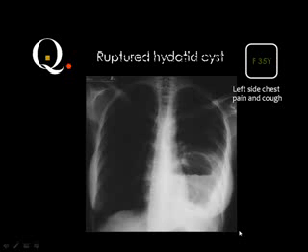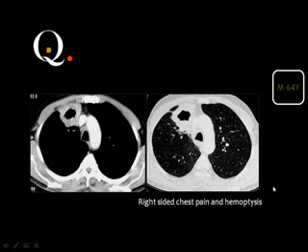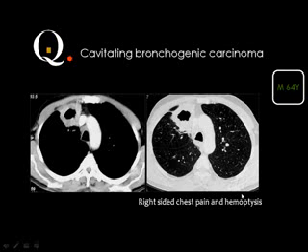Water lily, very good, and this is ruptured hydatid cyst. Nodule, mass, patch, cavity? Patch. Fever and the cough? Pneumonia, very good. Nodule, mass, patch, cavity? Cavity. Yes, irregular inner margin, diagnostic of bronchogenic carcinoma. Very good. This is a cavitating bronchogenic carcinoma with metastatic lymph node posterior to the superior vena cava.